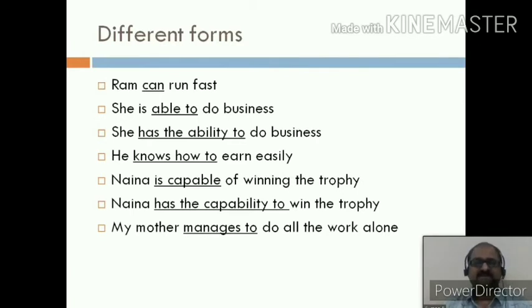Look at the next expression. He is able to earn easily. So this is another way, another phrase or expression where we can use or express ability. So he knows how to earn easily. So though all these forms look the same, we use them replaceably. There's a slight difference in their usage, which we are going to come back to a little later.